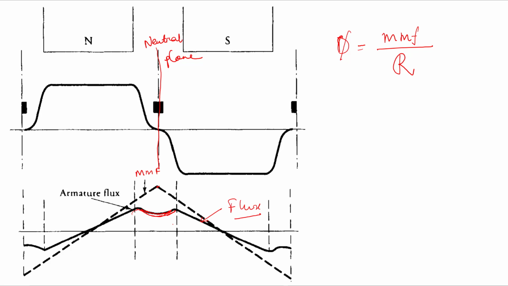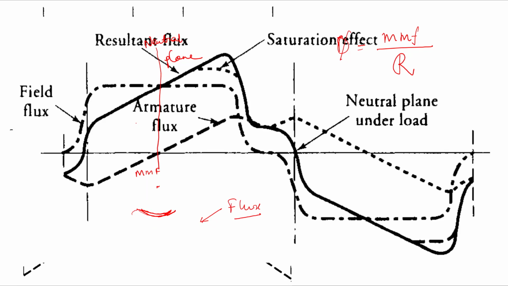So why does this saddle point come, the reduced value of the flux? It is because of the high reluctance in the neutral plane. So it is because of the high reluctance in the neutral plane that this saddle point comes, right? The saddle shape of the flux is coming into the picture. Now, how will this flux affect the main flux? So this is how the main flux will be distorted.